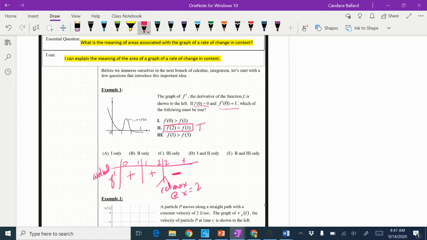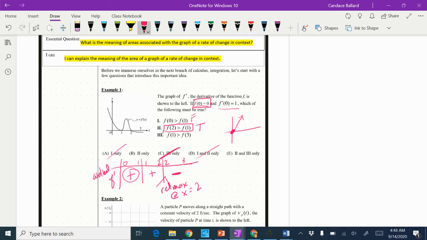Looking at statement 1 here, where f of 0 is greater than f of 1, they tell us in the question stem that f of 0 is equal to 0. We know the function has to be increasing right away, so there's no way that my y value at 0 is going to be bigger than at 1. So that one's definitely false. Statement 3 is a little bit trickier. If we know that 1 is false, we can get rid of answer choice A and answer choice D. We can't pick 3 only because we know we have to have 2, so it's either B or E.